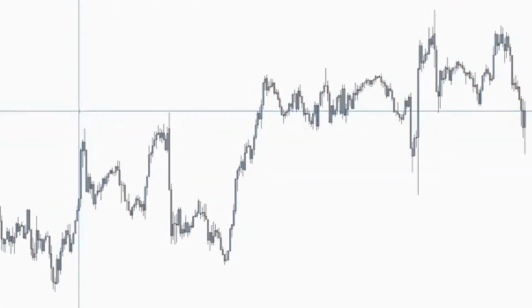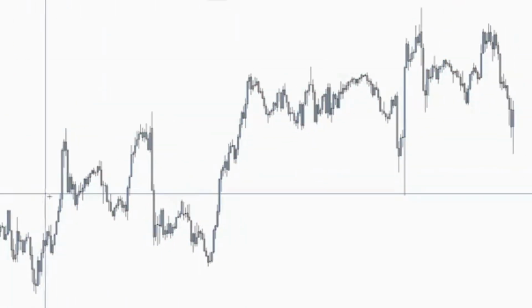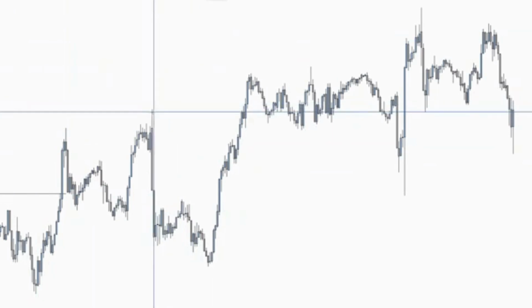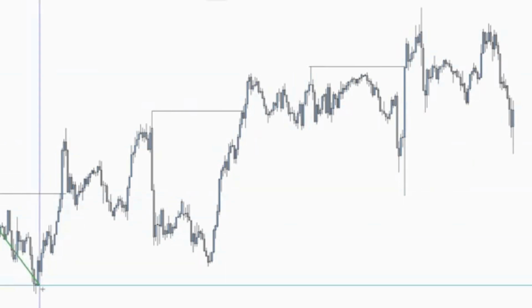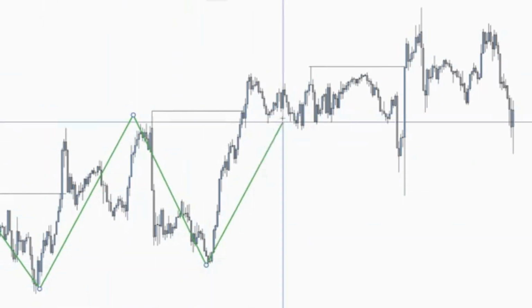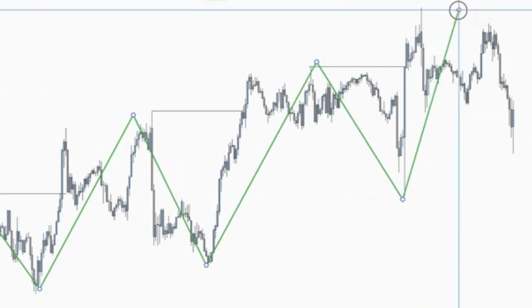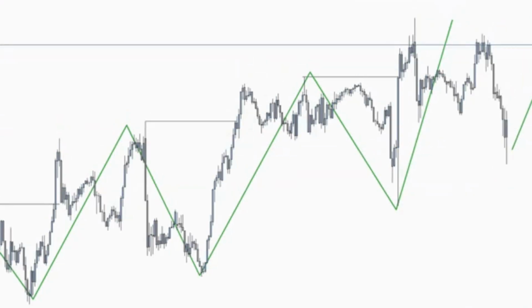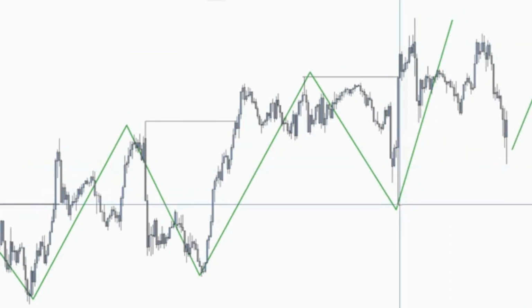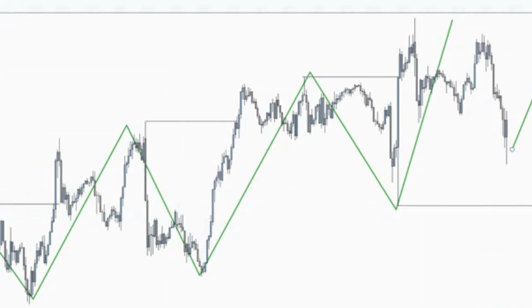All right, so here's an explanation of continuations. Here we have a market that is consistently making higher highs and higher lows, all right? We can see that the latest printed structure essentially looks like this. We have a high, low, high, low, high, low, high. So for a continuation trade, we would be looking for the market to pull back and then continue trading higher, right?